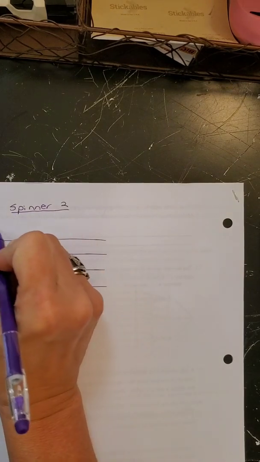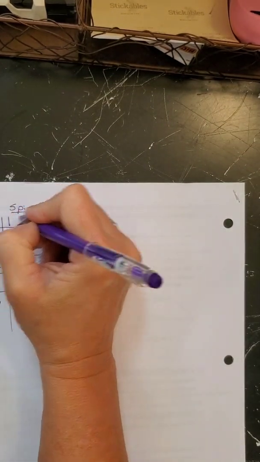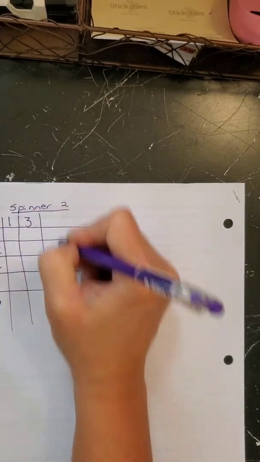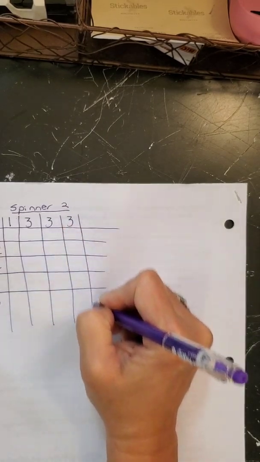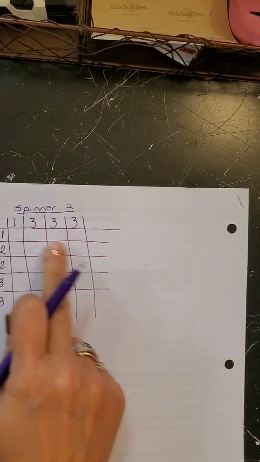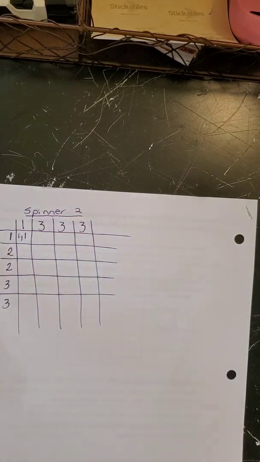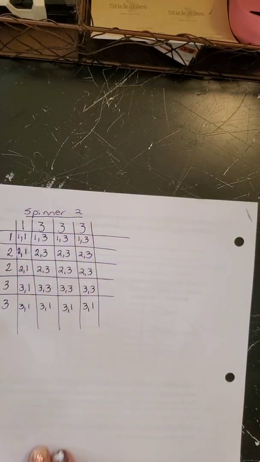Spinner 2 has a 1 and 3 3s. It has a 1 and 3 3s. So now I'm going to fill in my combinations. A 1 and a 1. All right, so I have all my combinations filled in right here.